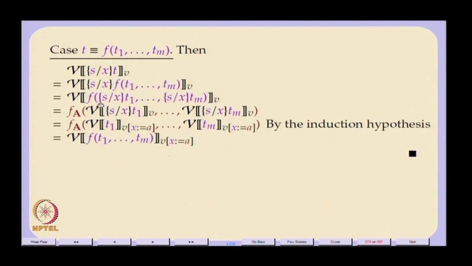And then our substitution filters through and distributes through the syntax tree to each of the terms, each of the subterms. Therefore, here I can use the induction hypothesis to claim that for these t1 to tm, the effect of substituting s for x in each of them and evaluating each of them in the valuation v is the same as not performing the substitution, but doing the evaluation in an x variant where x is assigned the value a.